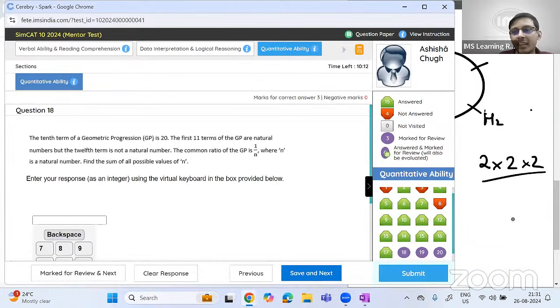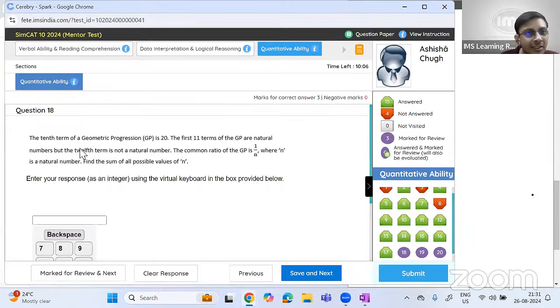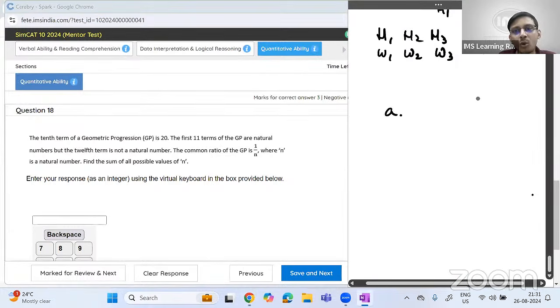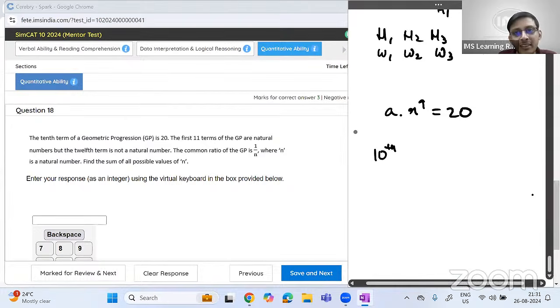Okay, if I look at the last 3 questions, I have approximately 3 minutes per question. Okay, the 10th term of a GP is 20. So A into R to the power 9 is 20. First 11 terms are natural numbers. 12th term is not a natural number. Okay, let's think of it this way. 10th term is 20. 11th term is a natural number.